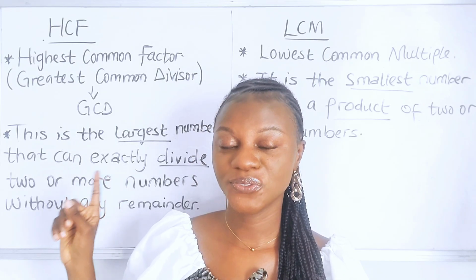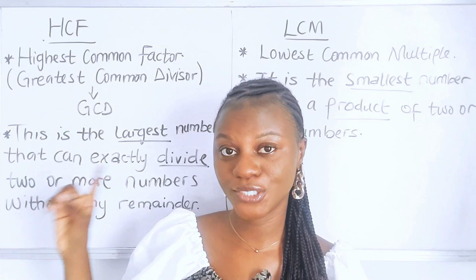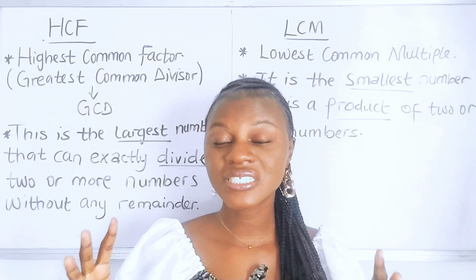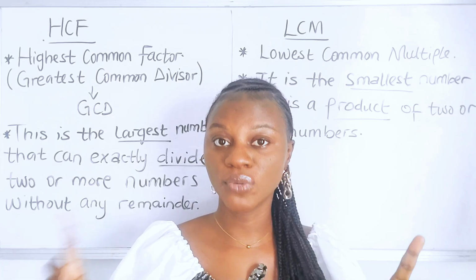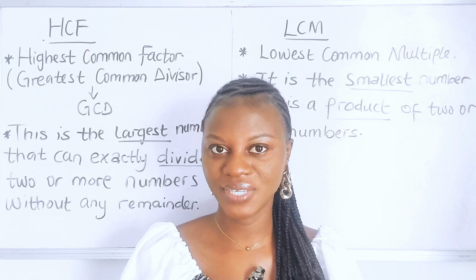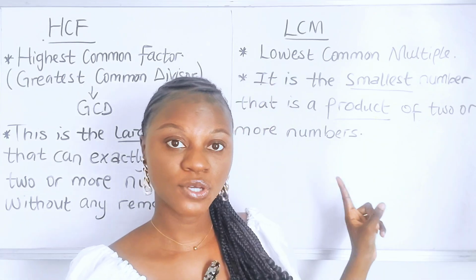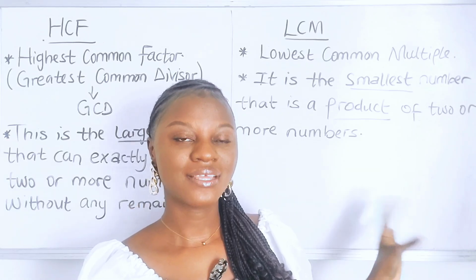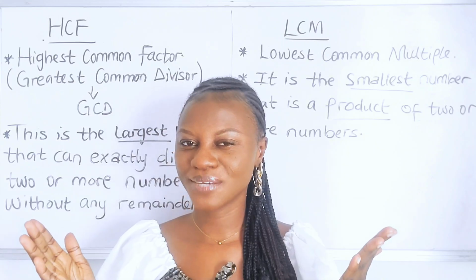Highest common factor is also known as the greatest common divisor. So you see the word divisor, division. So highest common factor, this is the largest number that can exactly divide two or more numbers without any remainder. We'll solve an example and you'll get it. But for the lowest common multiple, from the word lowest, it is the smallest number that is a product of two or more numbers. Let's solve examples.